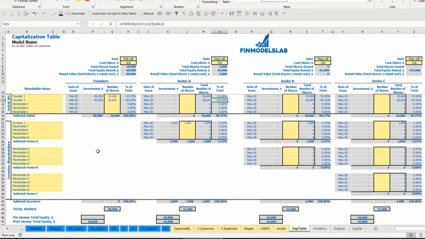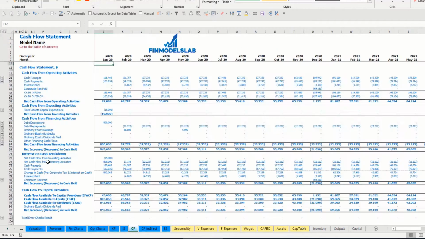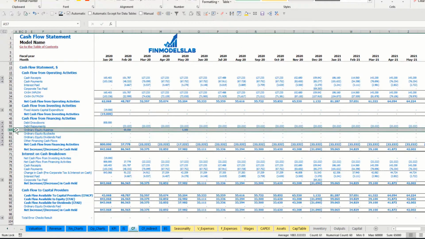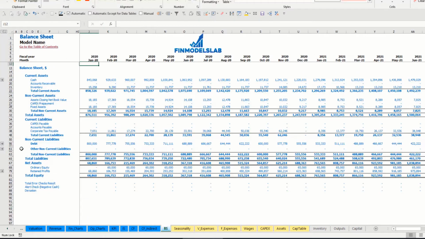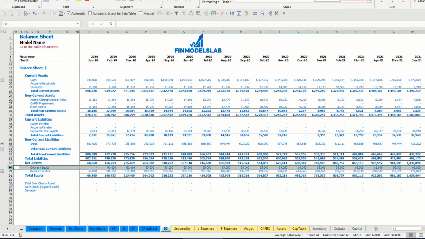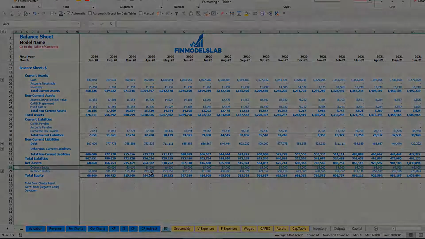You can also input some amounts for Series B and Series C. The same way you can set up the date, cost of share, and up to 5 investors, up to 5 placeholders for number of shares. The amounts of funding you may see in the cash flow, in the ordinary equity risings, and you may see the balance sheet, which shows you the total equity by months.